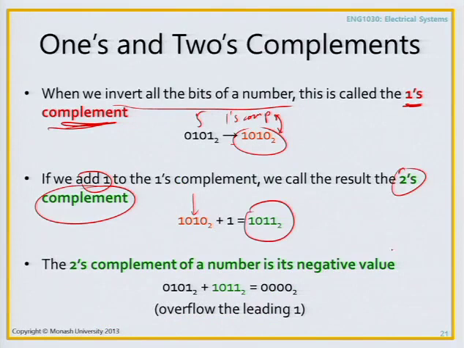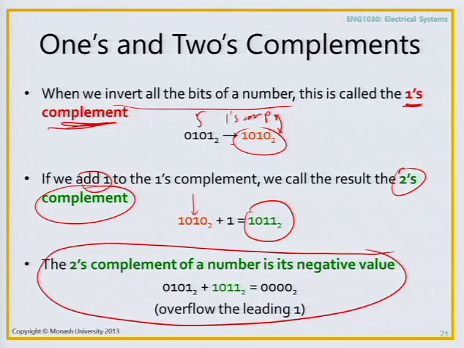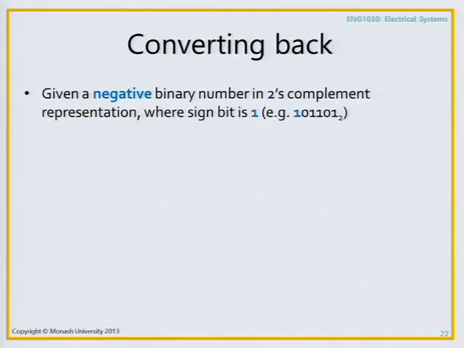Now this number is the negative value of the original number. Okay, so this number here is equal to negative 5. That's how we represent a negative number. And the reasoning behind this is because when we add these two numbers together using an adder circuit, we get 0, which is as it should be. And this works for all numbers, which is a requirement.